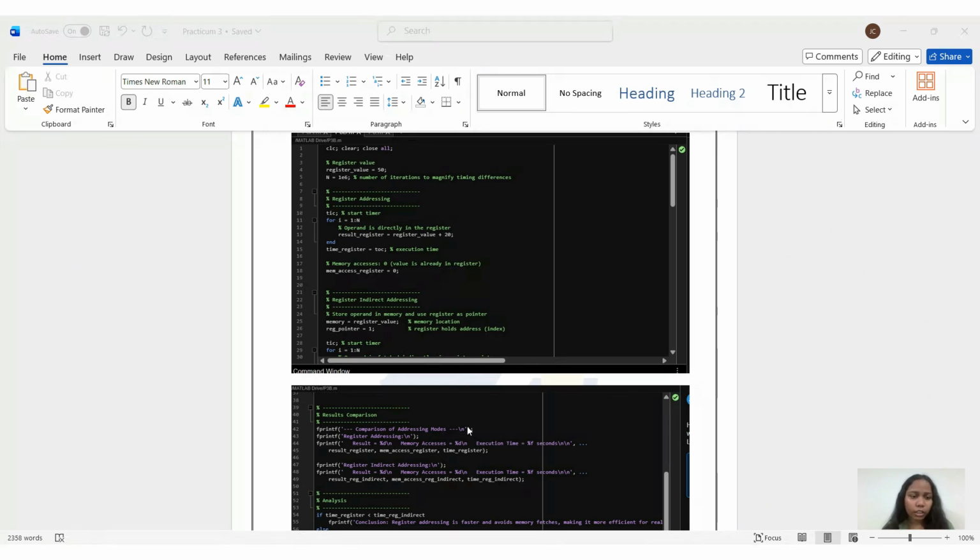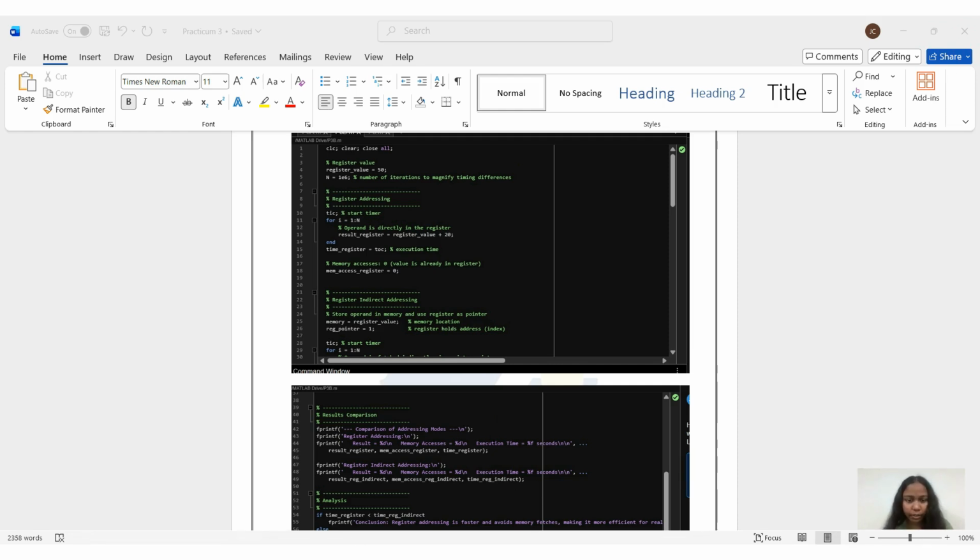Although indirect addressing introduces overhead, it is very useful in implementing pointers, dynamic data structures, linked lists and arrays where memory locations change dynamically. So while register addressing offers maximum speed and efficiency, indirect addressing provides flexibility at the cost of slight performance reduction.